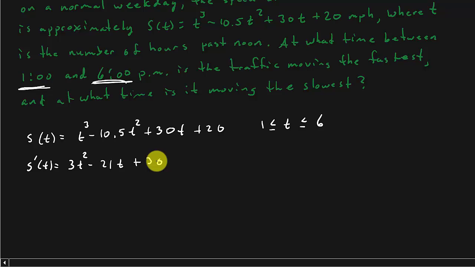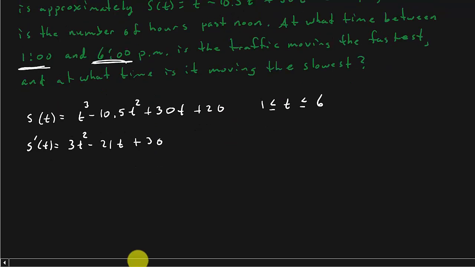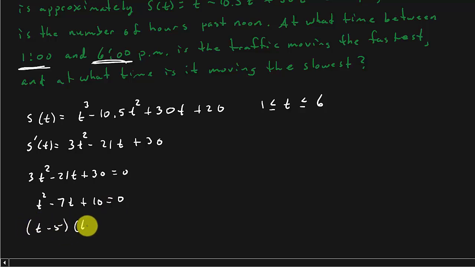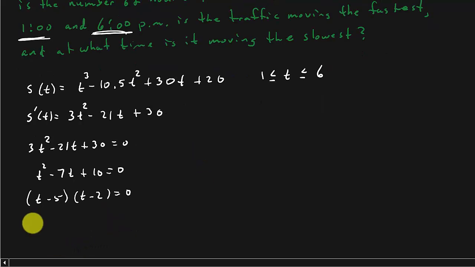And then we're going to take this, set it equal to 0. So we've got 3t squared minus 21t plus 30 equals 0. We can divide everything by 3. So t squared minus 7t plus 10 equals 0. So t minus 5 times t minus 2 equals 0. So we get t equals 5 or t equals 2.